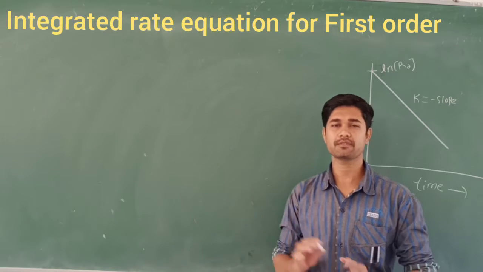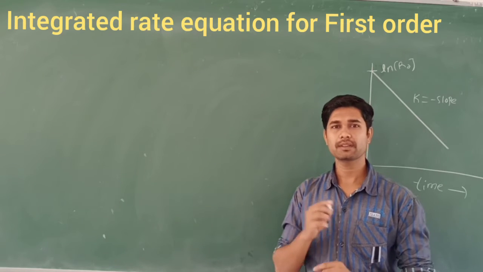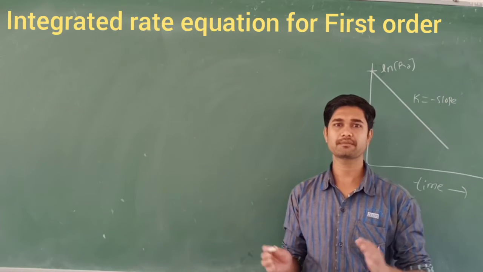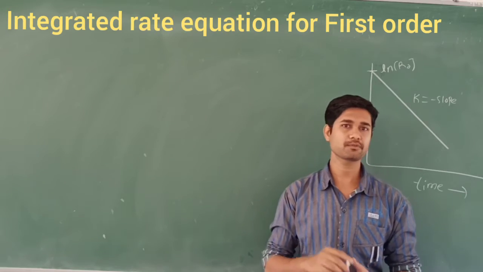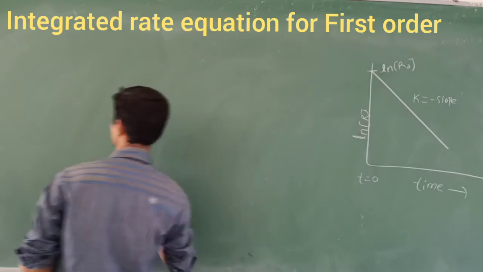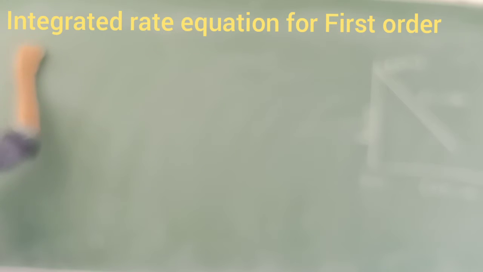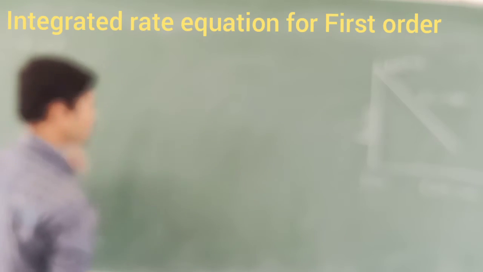It is similar to the zero order reaction only. Only the sum of the power should differ from that zero, and in the first order that comes to 1. So let's take a simple reactant R which tends to the product. So you can say this is a first order reaction.